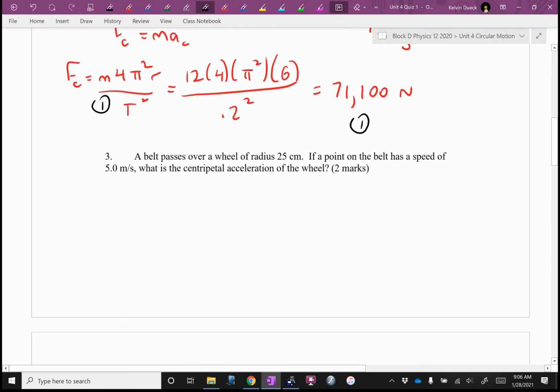Cool. Josh, what's number 3 you want me to find? So they gave me a speed. I said I'm going to use the v squared over r. If they had told me how long it took to go around once, or if they had told me the frequency, I'd use the 4 pi squared r over t squared. 5 squared all over, and then they gave it to me in centimeters, which is 0.25 meters.